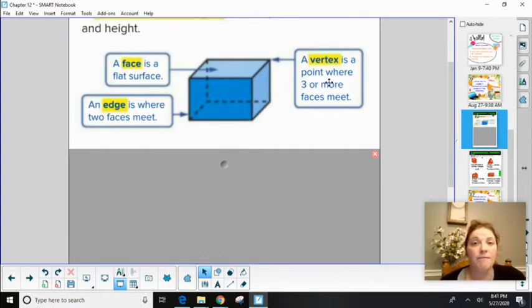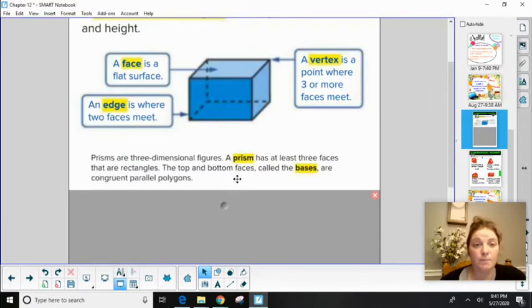And lastly, a vertex is a point where three or more faces meet. The plural of the word vertex, so if there's more than one, is vertices. So you might see that form of the word throughout the lesson. Vertex, vertices. So the vertex is where you can think of it as these points at the ends.